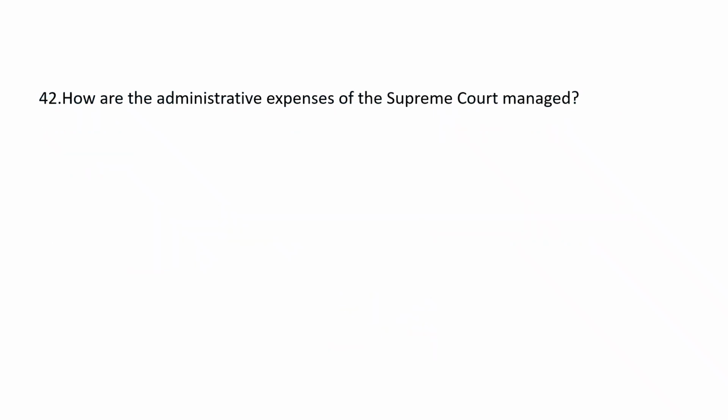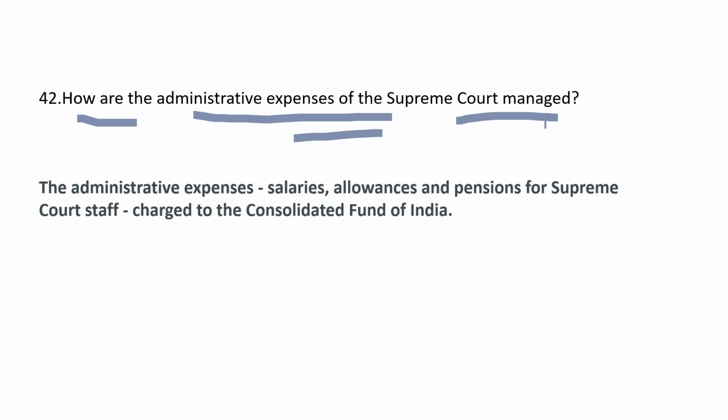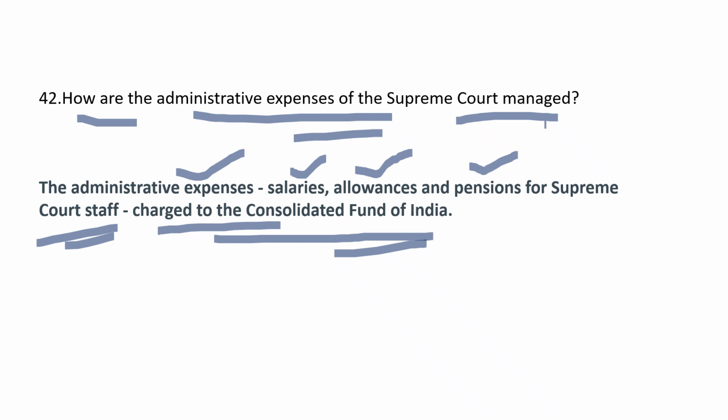Next question. How are the administrative expenses of the Supreme Court managed? The answer is, the administrative expenses, that is salaries, allowances and pensions for the Supreme Court staff, are charged to the Consolidated Fund of India. The administrative expenses of the Supreme Court are charged to the Consolidated Fund of India.